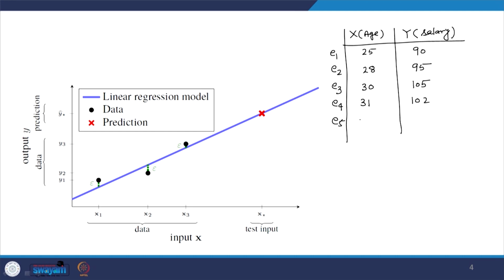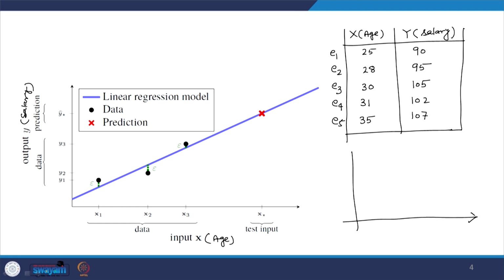Employee 5: age 35 and salary 107,000. So I have data of these 5 employees. I will take age on the horizontal axis and salary on the vertical axis, and plot these 5 points. Let us say these points are like this.